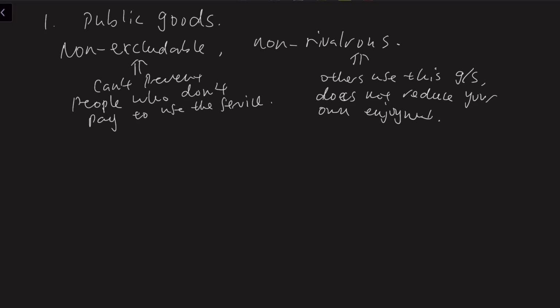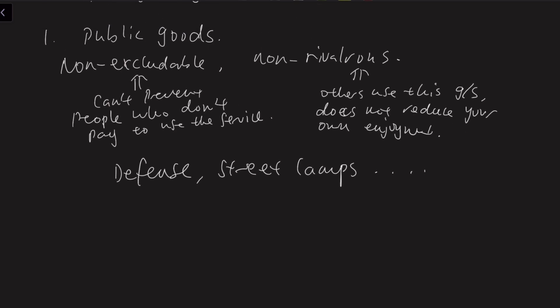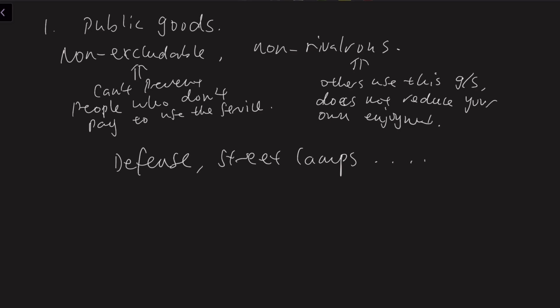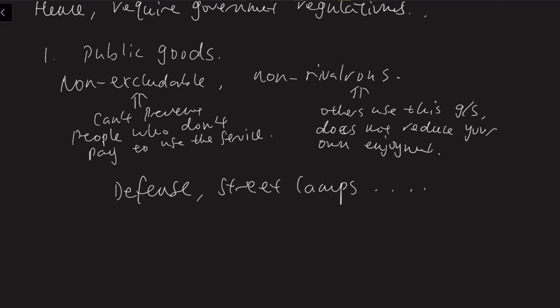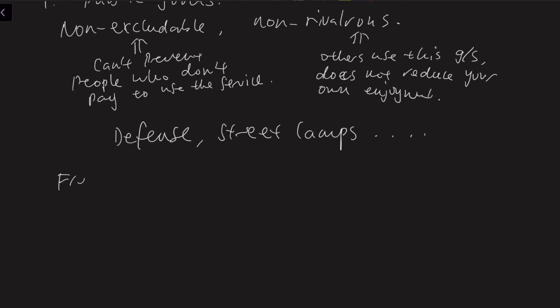So many examples such as defense, street lamps, etc. So for defense, if a country has lots of military and lots of military equipment, then everyone in this country is protected, no matter whether you are paying tax or not. So not excludable. Non-rival, or if one person enjoys the safety, it does not reduce your own enjoyment of protection from the defense force. So that's why it is a public good. And in a perfectly competitive market, no one will pay because everyone is rational. If I can enjoy this protection without paying, then I'm not going to pay. So this causes a free rider problem.